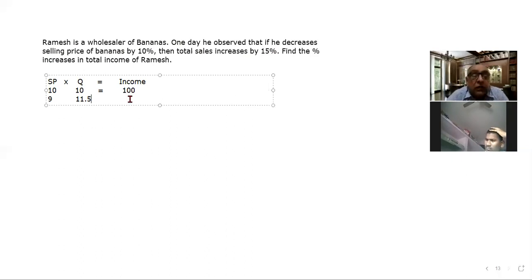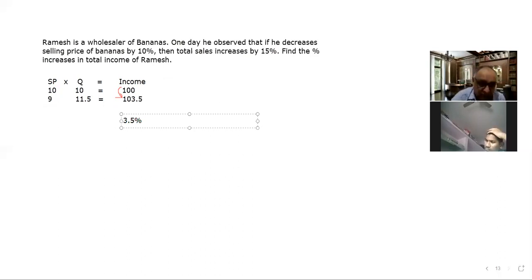Now his total income becomes 99 plus 4.5, which is 103.5. So if the previous income was 100 rupees, now the income is 103.5. The increase in income for every 100 rupees is 3.5. So the percentage increase is 3.5%, a 3.5% increase in the revenue. That is one way.